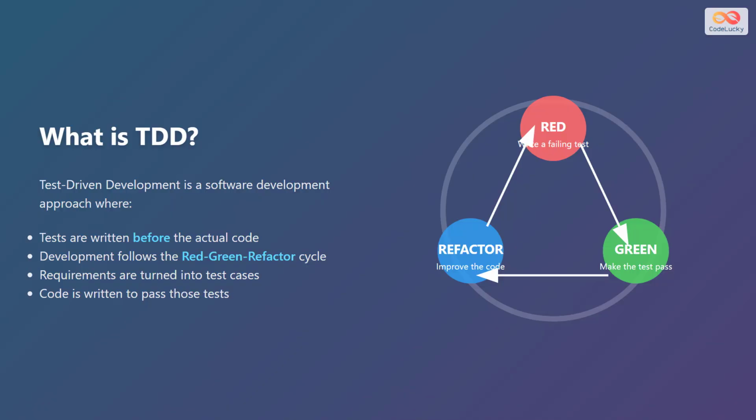What is TDD? Test-driven development is a software development approach where tests are written before the actual code. Development follows the Red-Green-Refactor cycle. Requirements are turned into test cases. Code is written to pass those tests. The red phase involves writing a failing test. The green phase focuses on making the test pass. The refactor phase is about improving the code while ensuring the tests continue to pass.